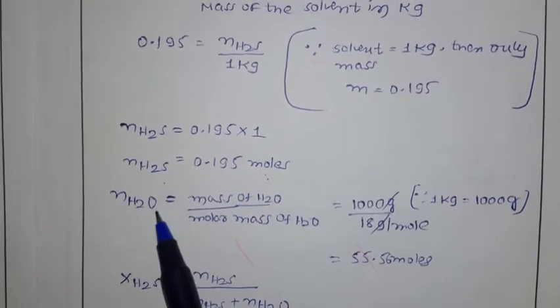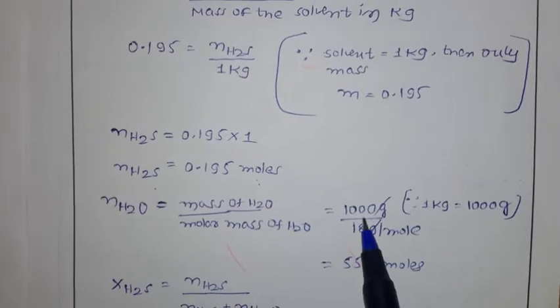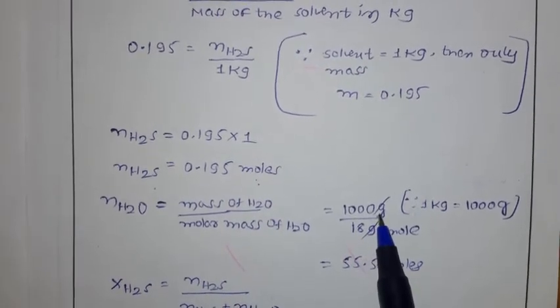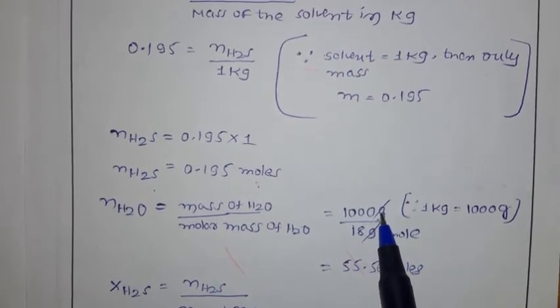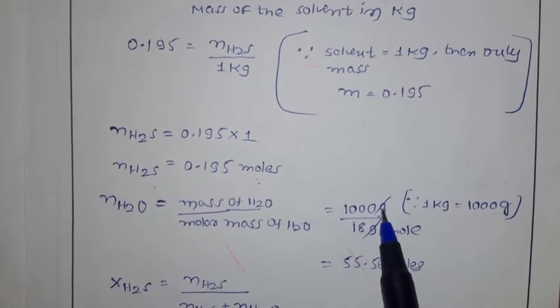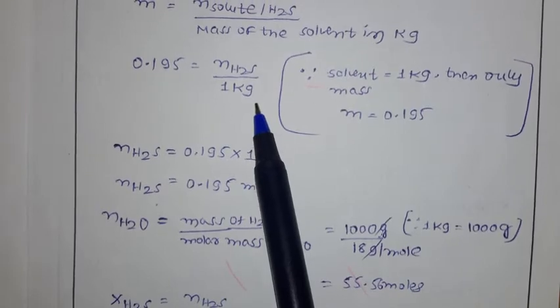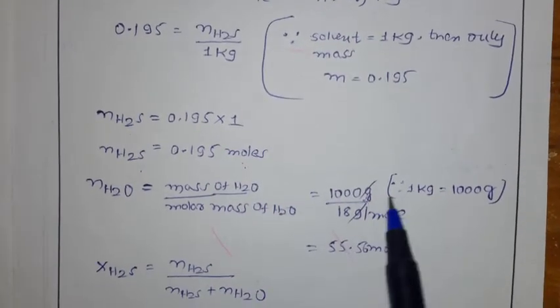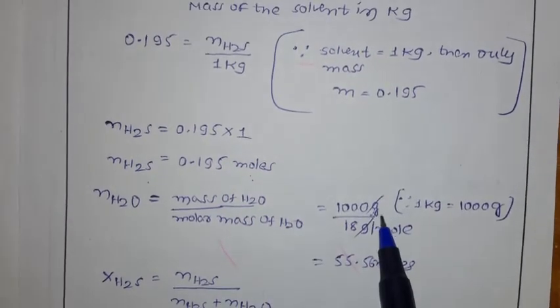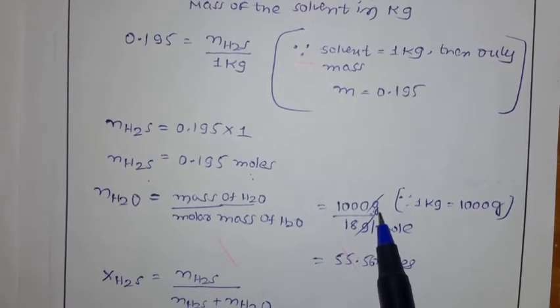Now the number of moles of water is mass by molar mass. How much mass did they give? They gave 1 liter, but what we assume here is the mass of solvent as 1 kg. So 1 kg of water is nothing but 1000 grams, or you can say 1000 ml. So I am taking 1000 grams.